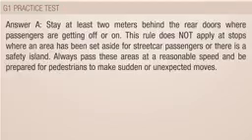Answer A. Stay at least 2 meters behind the rear doors where passengers are getting off or on. This rule does not apply at stops where an area has been set aside for streetcar passengers or there is a safety island. Always pass these areas at a reasonable speed and be prepared for pedestrians to make sudden or unexpected moves.